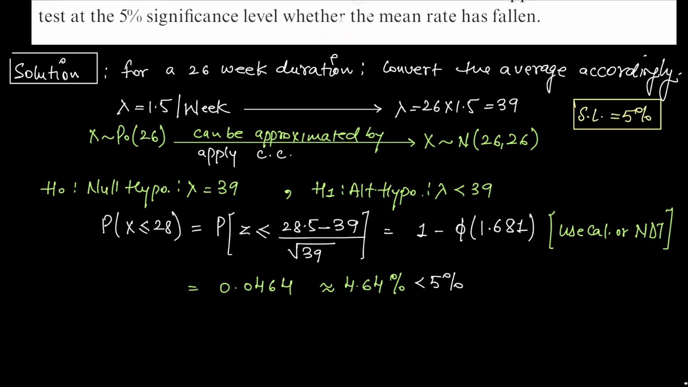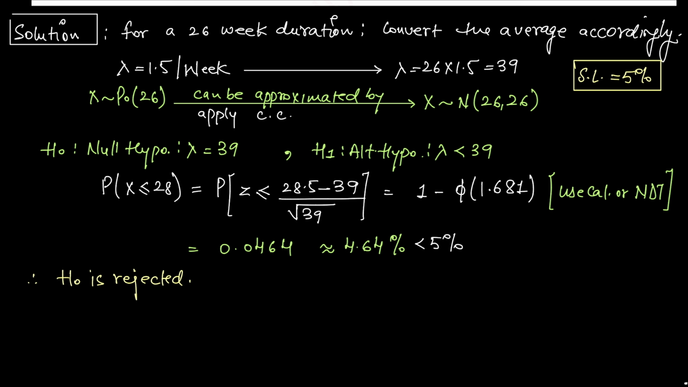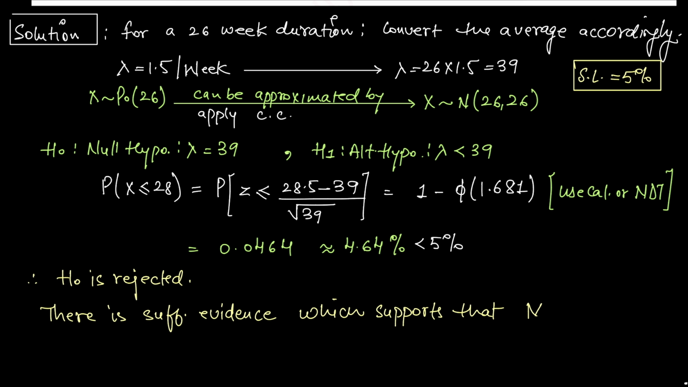You can see that it is less than the 5% significance level. So the final conclusion is going to be that therefore H naught is rejected. And do not forget to mention the conclusion statements. So we will write that there is sufficient evidence which supports that the mean rate has fallen. You know that this was the language of the question, so we have written the final statement in the same language.